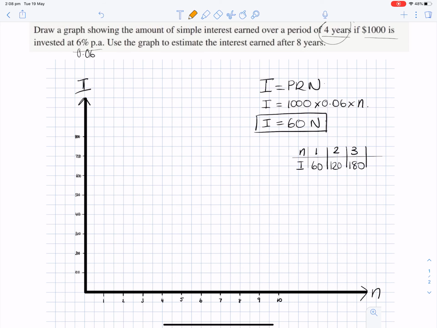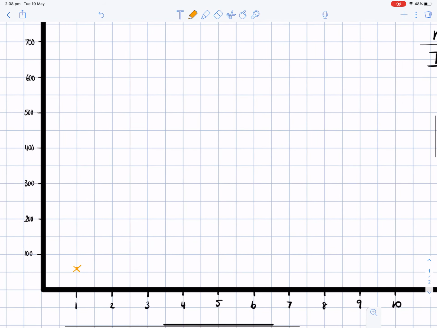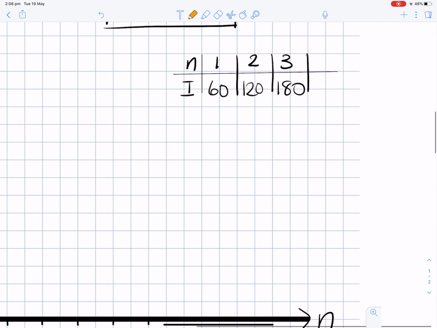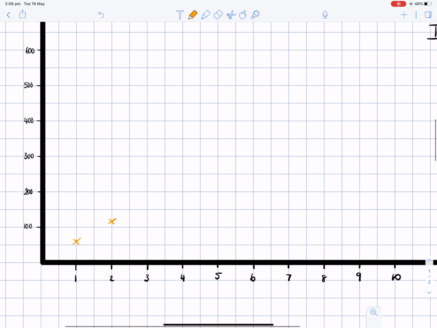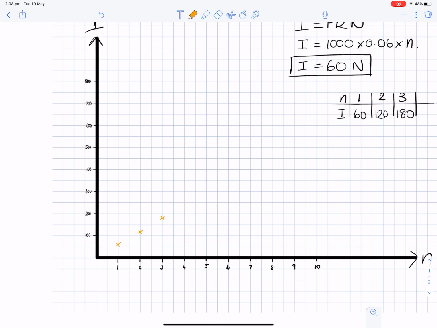Okay, so let's plot those 3 points. First one is 1 and 60, so we're estimating a little bit, which is fine. So 1 and 60 is about there. 2 and 120, somewhere about there, let's say. And the last one is 3 and 180, which is somewhere close to here. So I probably could have spread my axes out a little bit more, but that's okay. Alright, so there is my straight line.